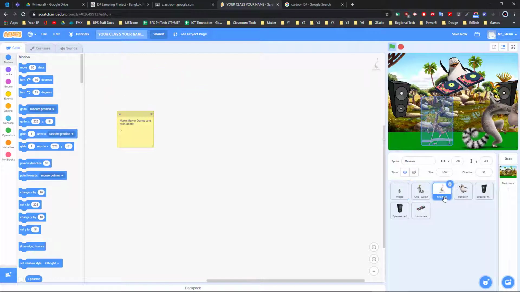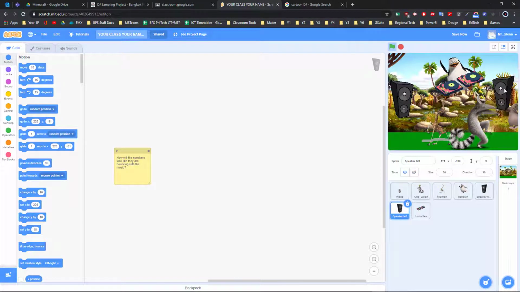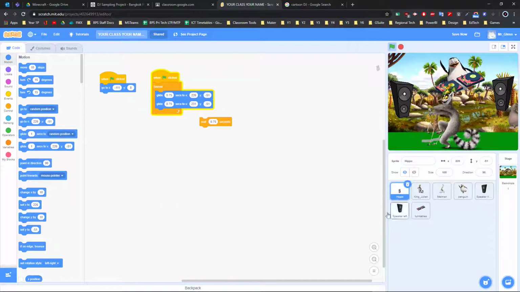The next thing you're going to have to do is you're going to have to make Melvin dance and swirl about because he's really bendy. How are you going to make the speakers bounce so that they hop like this? And so once you've got this one hopping, how are you going to make that one hop and do exactly the same thing? That is your task right now.